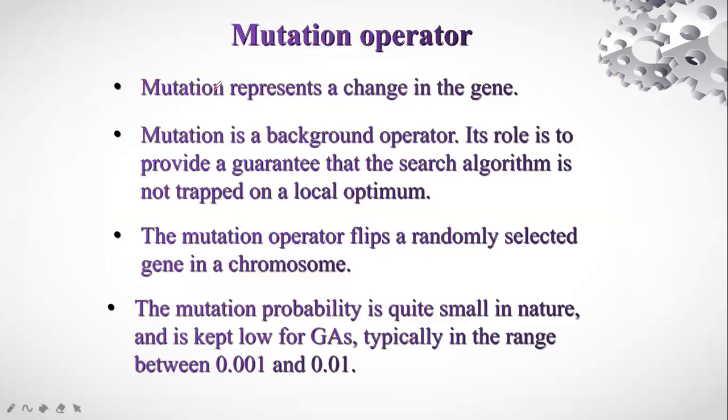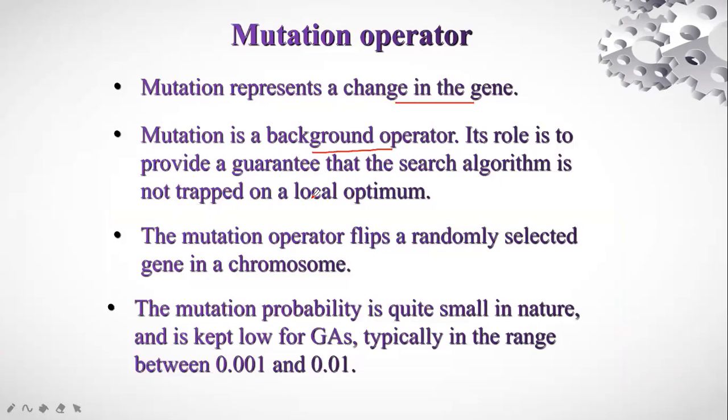Okay, so what is basically the mutation operator? In conclusion, we say mutation represents a change in the gene. Why are we providing the change in the gene? Because we are going to flip any of the bits which we got as the child. Next, mutation is a background operator. Its role is to provide a guarantee that the search algorithm is not trapped on a local optimum.